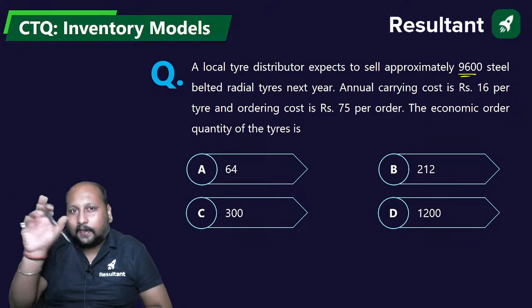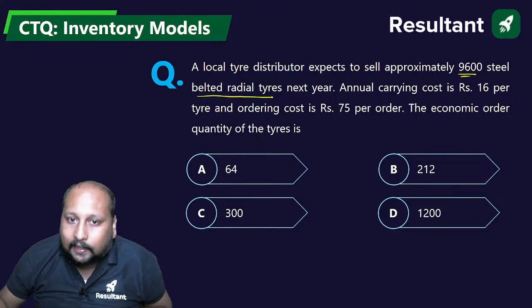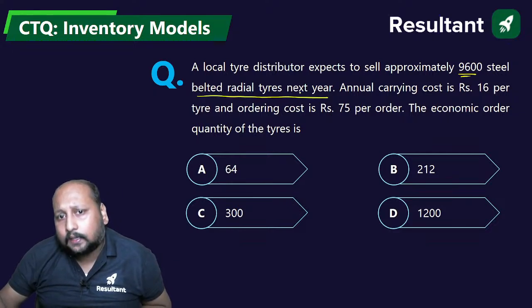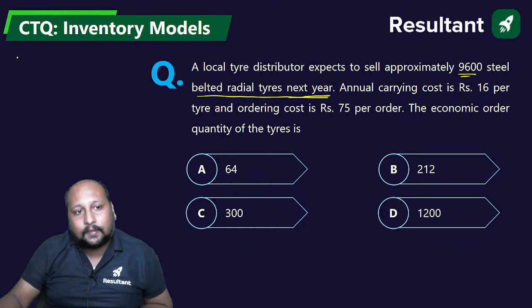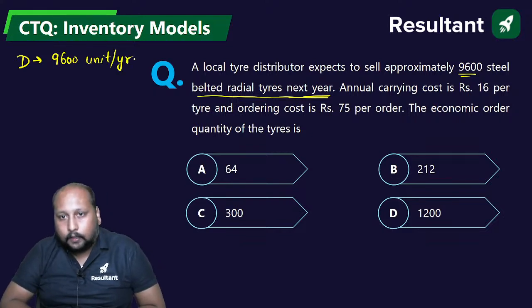Can you tell me? Well, by reading the question, whenever you're having this kind of difficulty, always read the entire line. They're saying this much of tires in the next year. That means, can we say this is capital D? That is annual demand, 9,600 units per year, right?